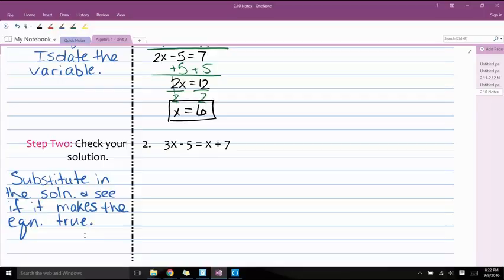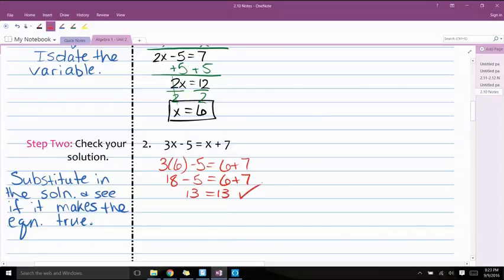Okay, so we're just going to take the steps we just said. I'm going to go ahead and plug in my variable. So 3 times 6 minus 5 equals 6 plus 7. We know the multiply, so then we have 18 minus 5 equals 6 plus 7. 18 minus 5 we know is 13. 6 plus 7 is 13. Hey, it made our equation true. x equals 6 is the solution.